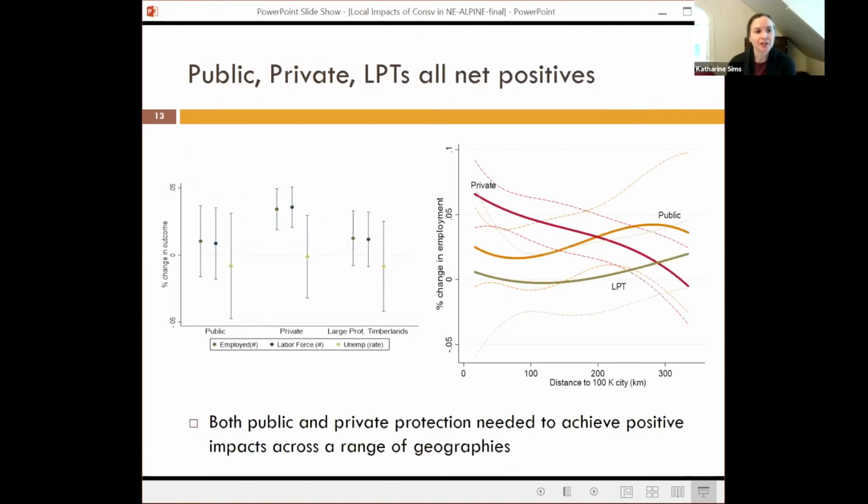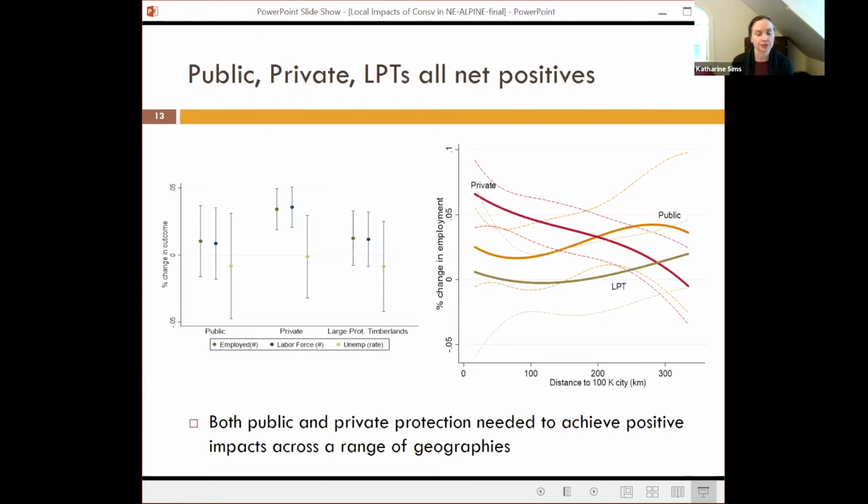We also wanted to break down impacts by protected area type because of the variation with public and private protection in our region. And we found that public, private, and protected timberlands all had positive estimated impacts on employment and the labor force. On the right, we show estimates of impact for each of those types according to distance away from major cities in the region, specifically cities with more than 100,000 people, so Boston, Hartford, New Haven, Worcester, et cetera. And what we see there is that private land protection seemed to have the highest impacts on employment if it was also close to major cities, whereas public land protection had more positive impacts far from major cities.